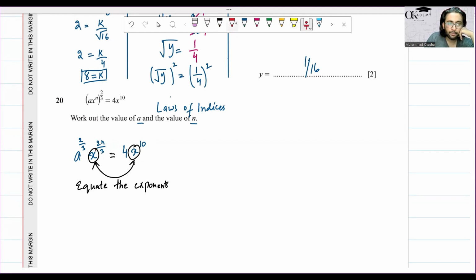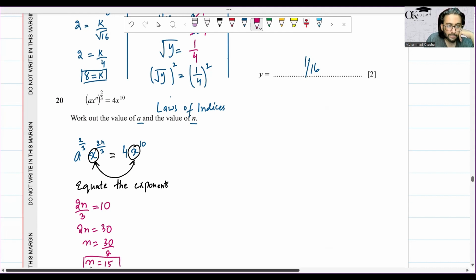Okay, the one that I've put in red. So this is going to look like 2n divided by 3 is equal to 10. And from here, I think you can work out the value of n. 2n is equal to 30, n is equal to 30 divided by 2, n should be equal to 15.